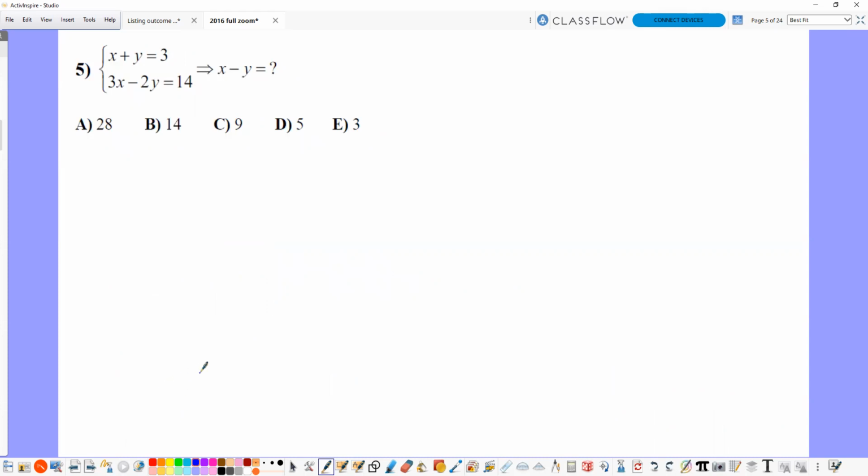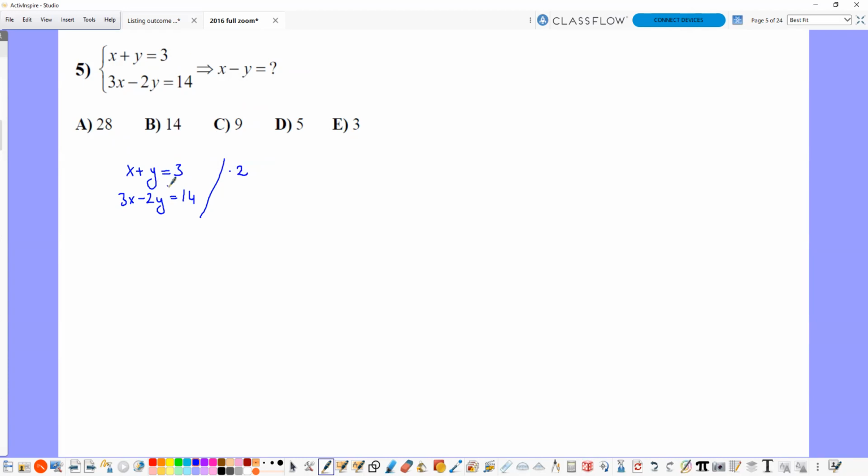This is the classical elimination method. I'm using the elimination method for this kind of question. For solving this simultaneous equation, I'm going to multiply the above part by 2, which becomes x plus y equals 3 and 3x minus 2y equals 14. Then I'm going to multiply the upper part by 2.